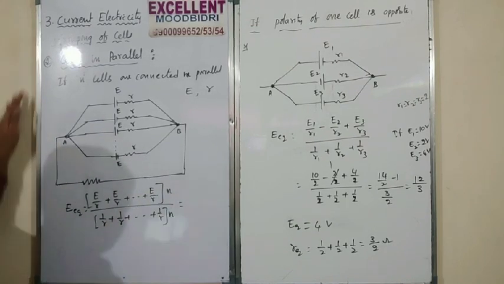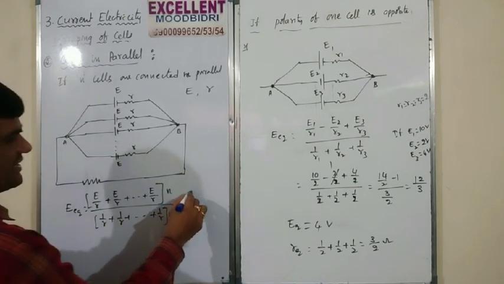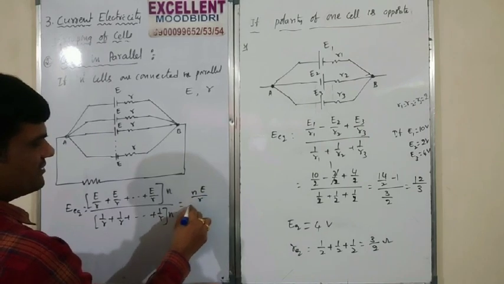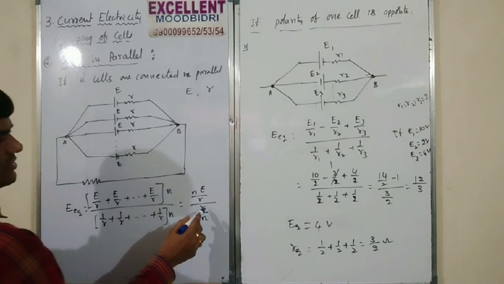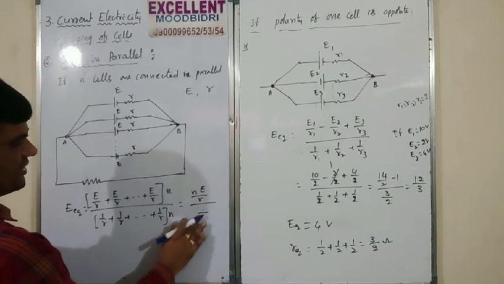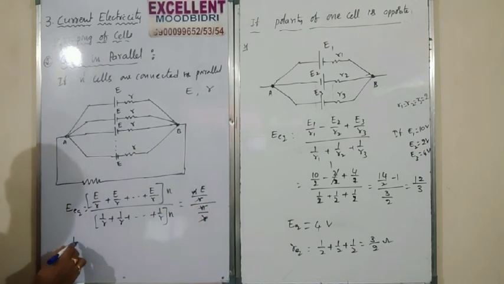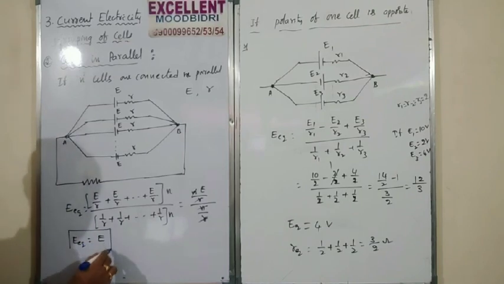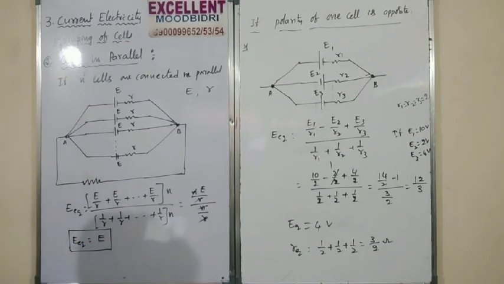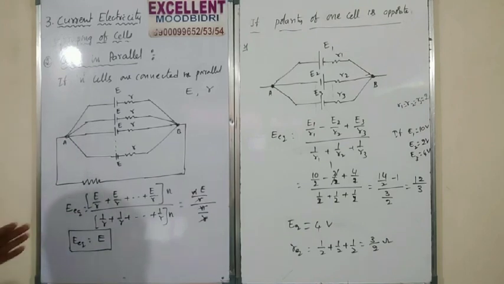Don't count this one. Okay. So later we will do that one. So now what is that here? N into E divided by R, divided by N by R. So R gets cancelled, N gets cancelled. Therefore E effective is equal to E. This is the conclusion of parallel combination. Very important this one. In parallel combination, E effective is equal to E. The E value does not change.